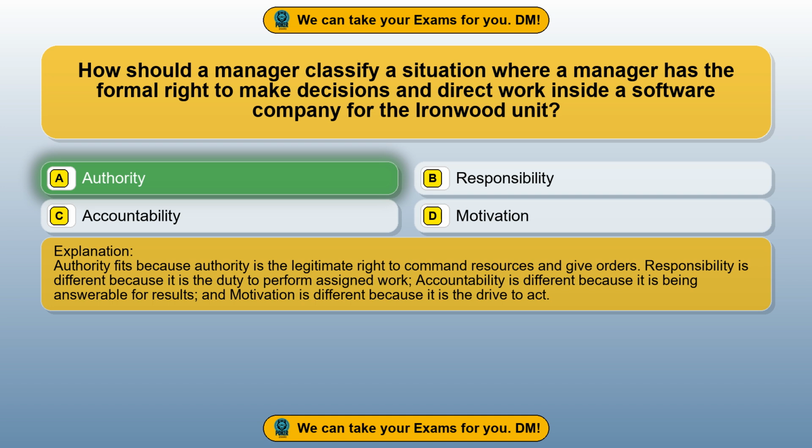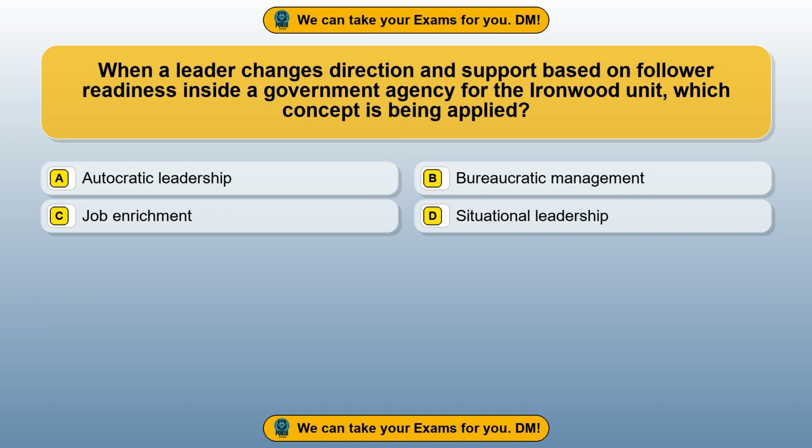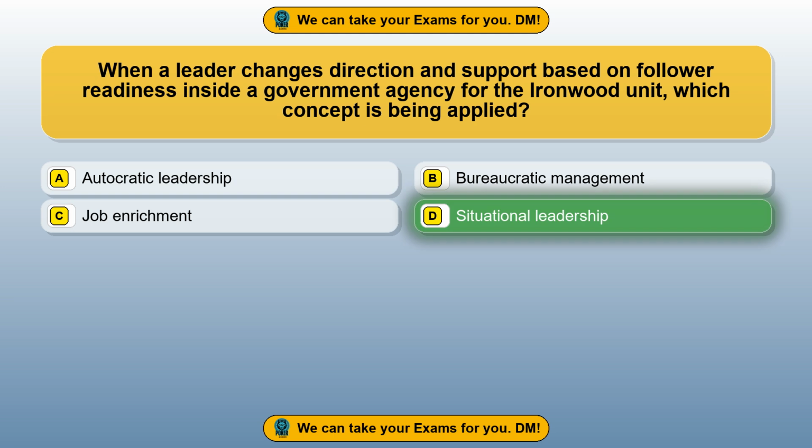Question 80. When a leader changes direction and support based on follower readiness inside a government agency for the Ironwood unit, which concept is being applied? Option A, autocratic leadership. Option B, bureaucratic management. Option C, job enrichment. Option D, situational leadership. The correct answer is option D, situational leadership.